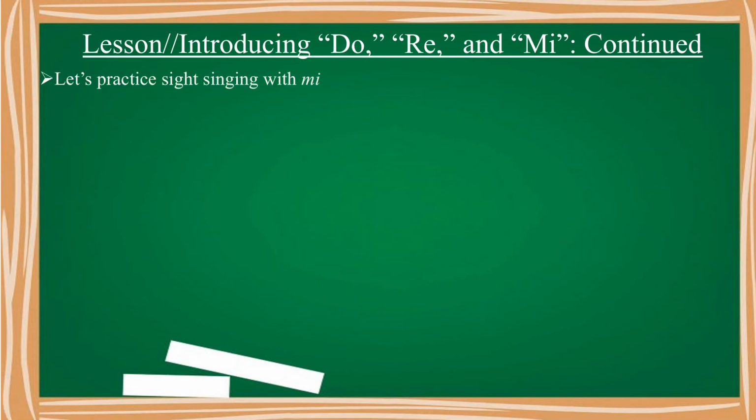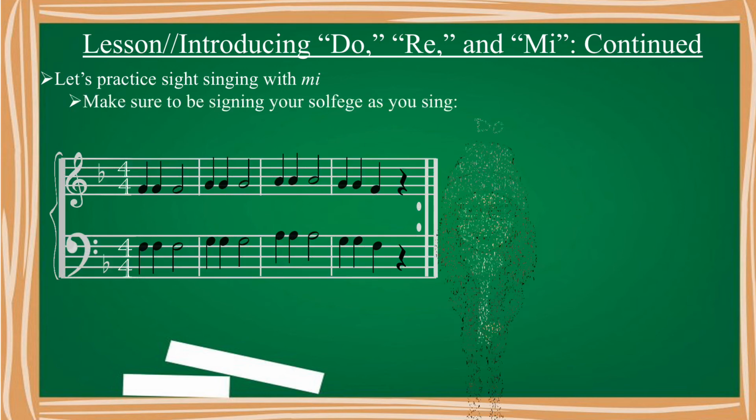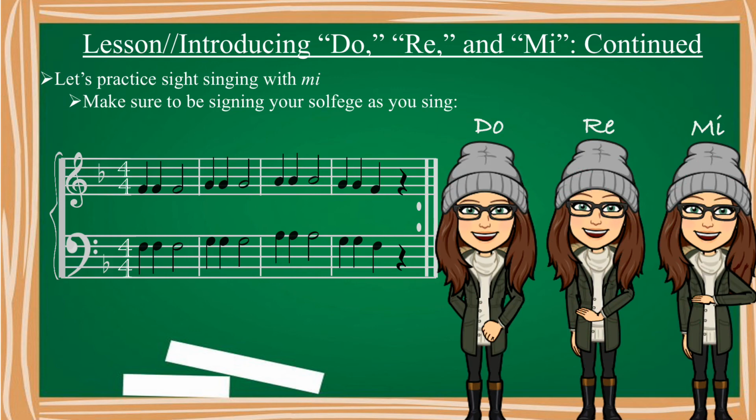Let's sight sing with mi. Again, I'm only going to give you do. That's all we need to be able to sight sing. Make sure you're signing your solfege as you sing, do, re, and mi. Here we go. I'll be watching for changes in your pitches, of course. 1, 2, set.